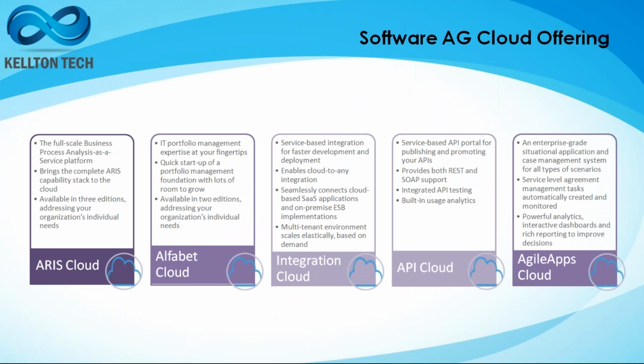Starting from Aris Cloud, which is basically a social process improvement software as a service. It gives you an ability to build processes and do the requirement management and collaborate across your departments. Then we have Alphabet, which is basically an IT portfolio management service.